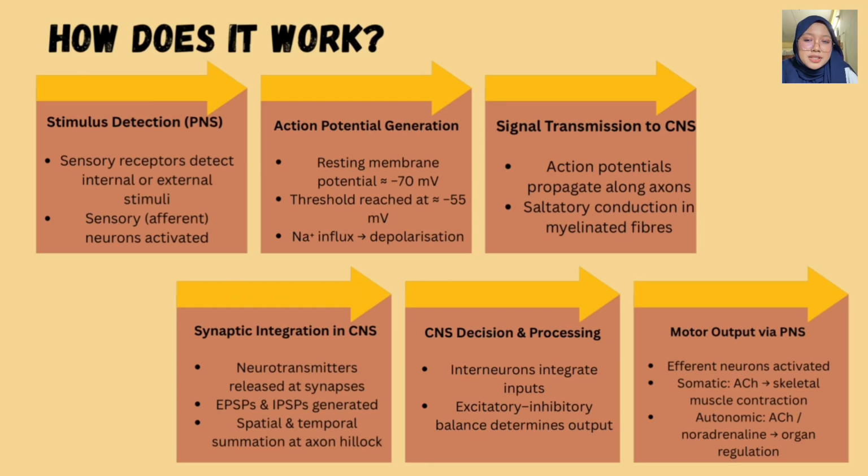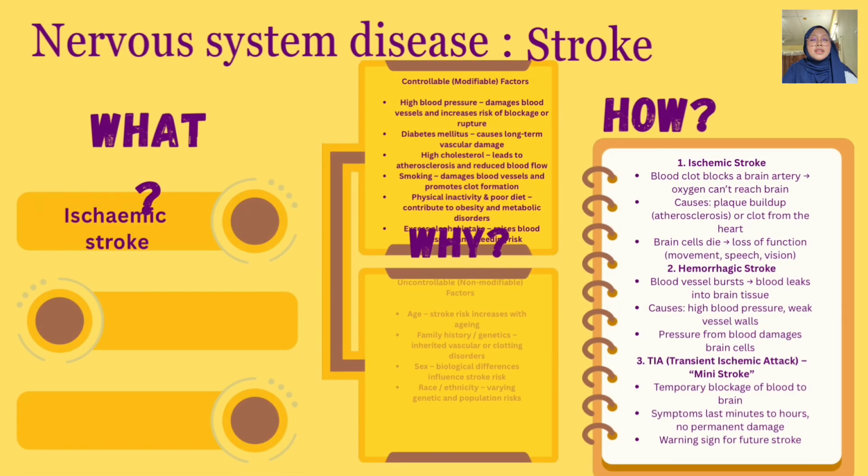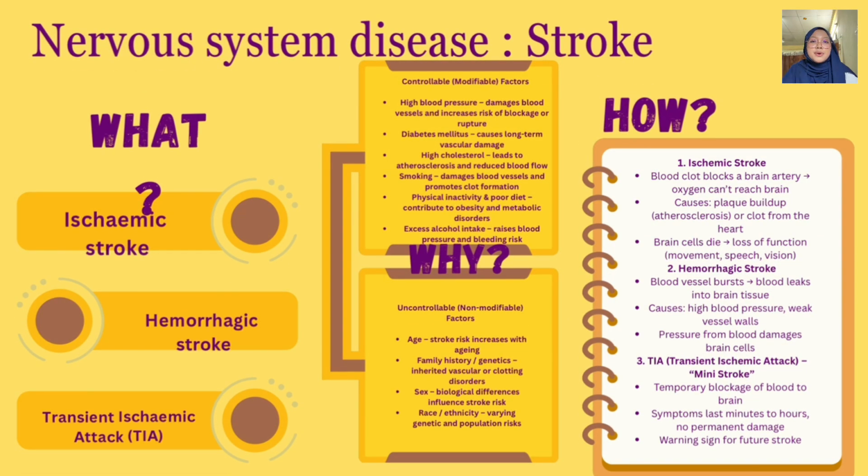So for the somatic system, acetylcholine will cause skeletal muscle contraction, while in the autonomic nervous system, acetylcholine or noradrenaline regulates organ function. Moving on to the nervous system disease, here I will be focusing on stroke. So first of all, what is stroke?